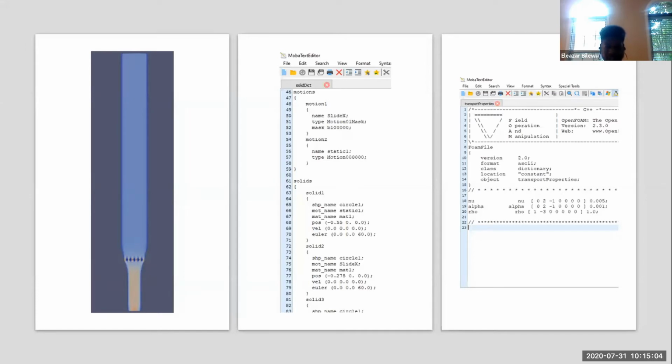And towards the bottom, you can see the creation of the solids themselves. You can see that the shape name is circle and the movement is static. You can also see the last 3 lines: the starting position, the starting velocity, and the starting angle in the simulation. That all corresponds to the picture on the left, which is the visual representation of the 5 particles in the open cavity. On the extreme right, you can see a text file called transport properties. This text file mainly just changed the Reynolds number, and by changing the Reynolds number, we changed the nu, which is the viscosity of the fluid.